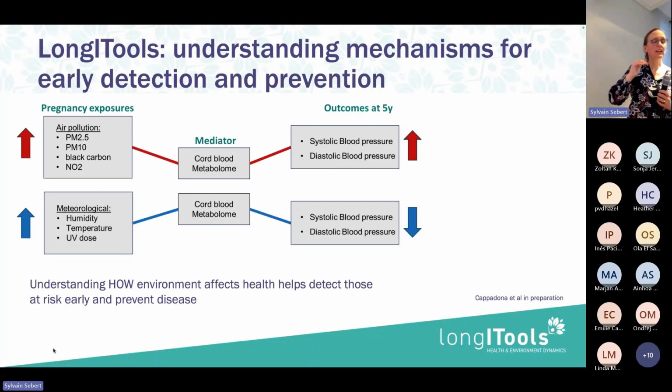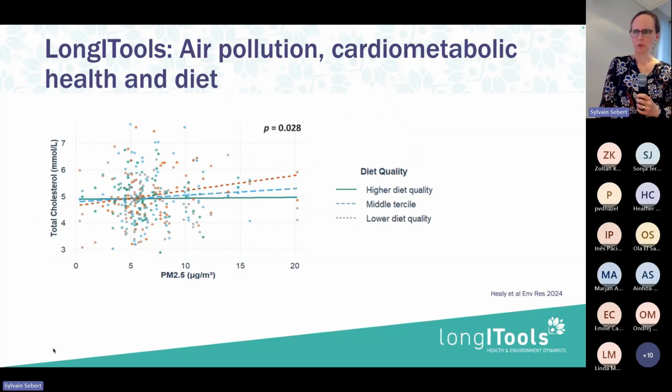It's important because if we understand how the environment affects blood pressure in this case, we can figure out which groups are at risk of getting higher blood pressure due to these environmental exposures. We can find them early, we can detect them early, and we can help prevent these negative health outcomes. So this is why the biological mechanisms are important.